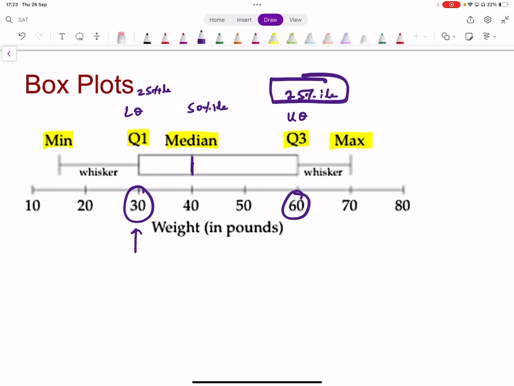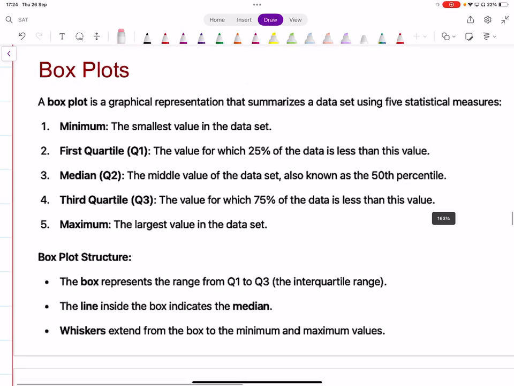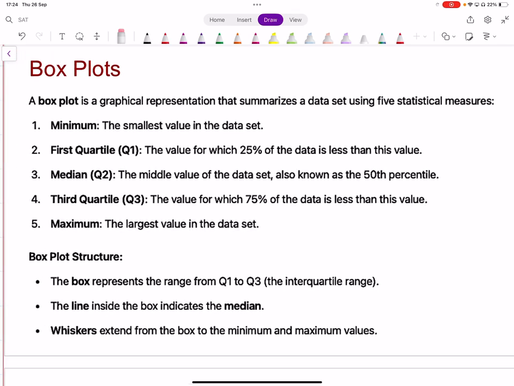Whatever the upper quartile is, it means 75% of the values in the data are less than that. Lower quartile is 25% of the values in the data are less than that. And similarly for median, it's 50% of the values. Okay? You should be able to interpret the lower quartile and the upper quartile like that. Okay? So these are the 5 values that you will see on a box plot. Minimum value, which is the smallest value in the data. Yes?